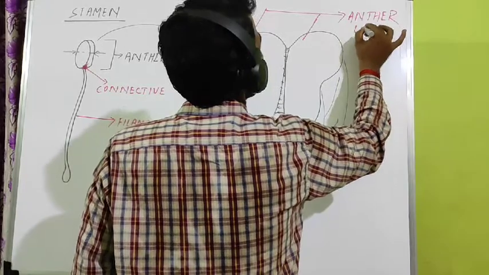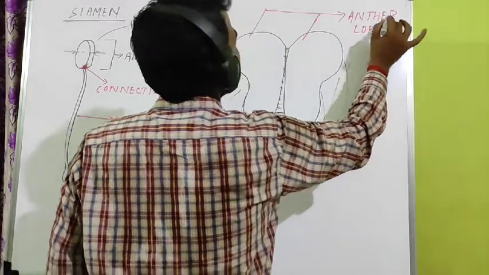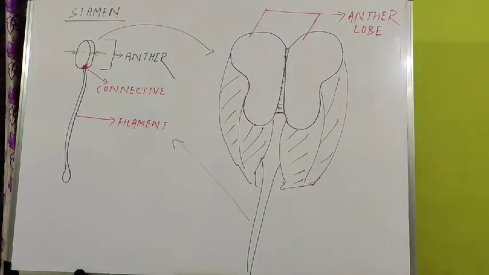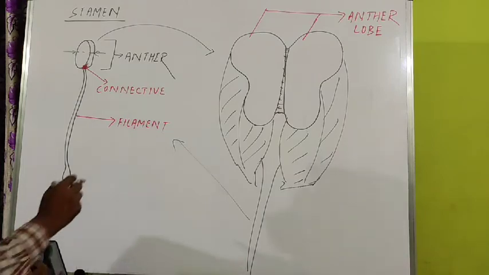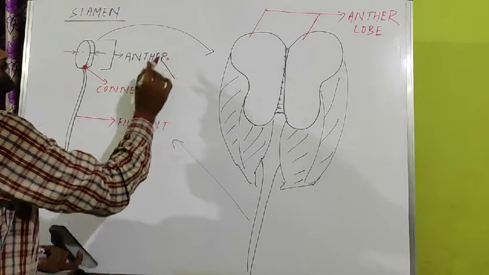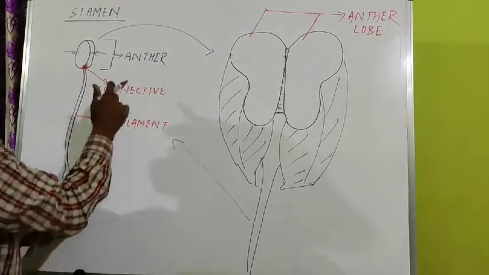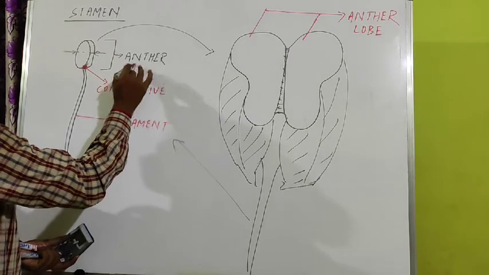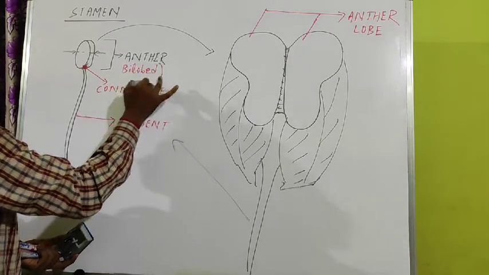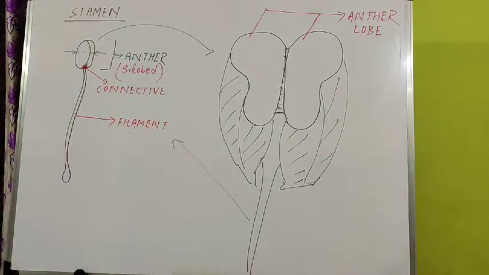So how many lobes do you find inside anther? There are two lobes. So that's why anther is a bilobed. Anther को क्या बोलते हैं? Anther is a bilobed structure. We can say it is having two lobes. Anther is a bilobed structure, two lobes.